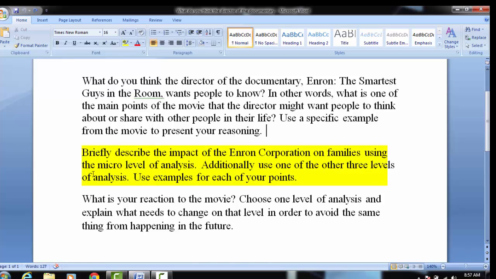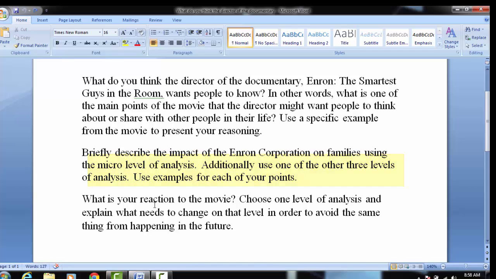Briefly describe the impact of the Enron Corporation on families using the micro level of analysis. This is very specific here. It's asking briefly describe the impact of the Enron Corporation on families using the micro level of analysis. Additionally, use one of the other 3 levels of analysis. Use examples for each of your points.